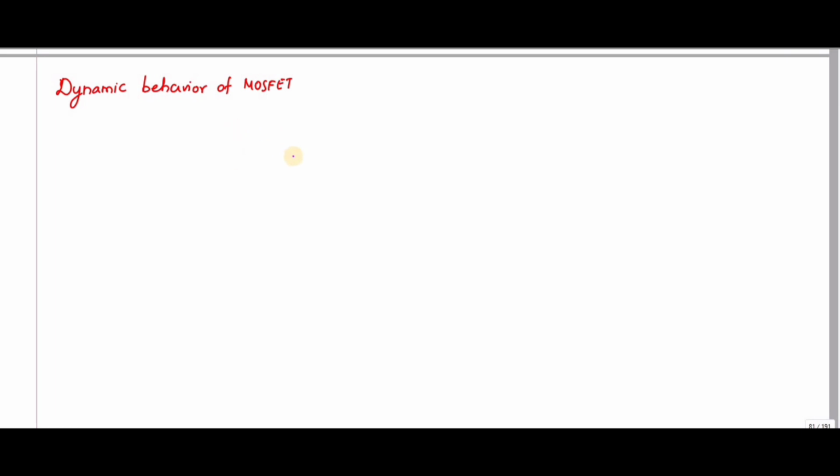In order to understand the nature and behavior of this intrinsic capacitance, it is essential for the designer to know the nature and the behavior of the intrinsic capacitance for producing high quality digital integrated circuits.